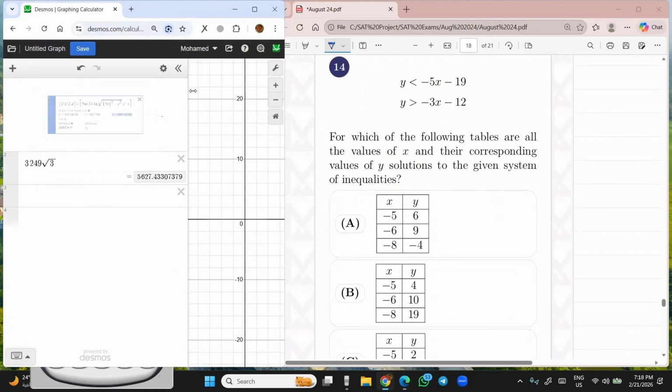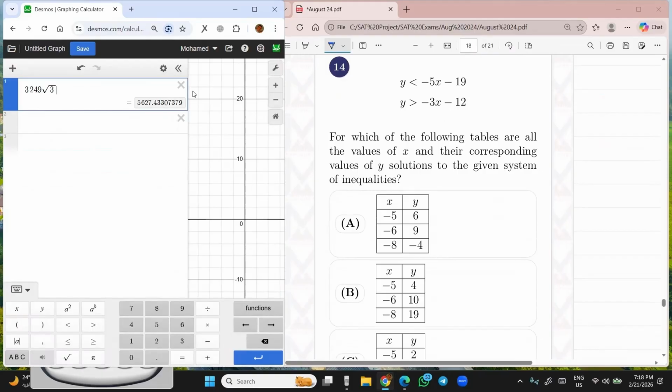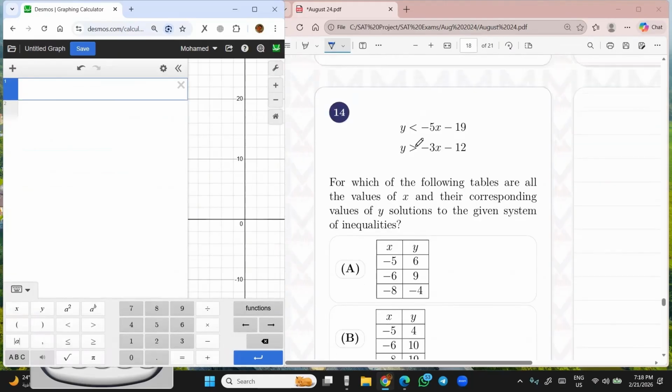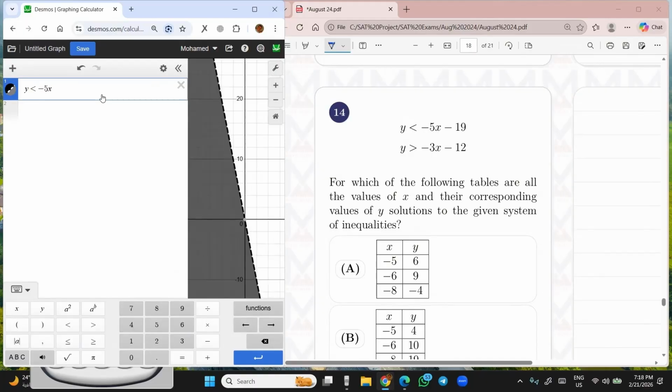Question 14. We have this system of inequalities. For which of the following tables are all the values of x and their corresponding values of y solutions to the given system of inequalities? So we need to graph these on Desmos and then discover the points. We can just write them here. y is less than negative 5x minus 19.